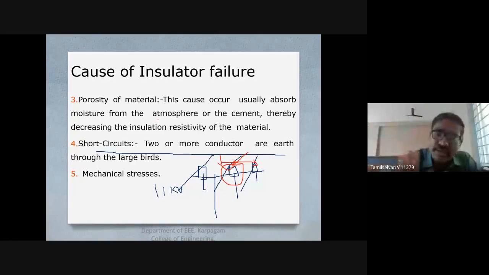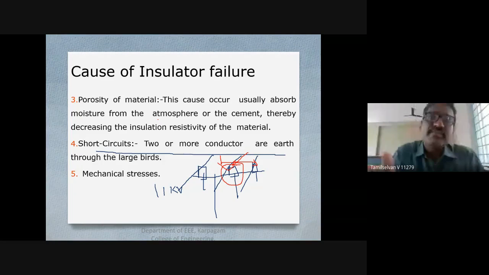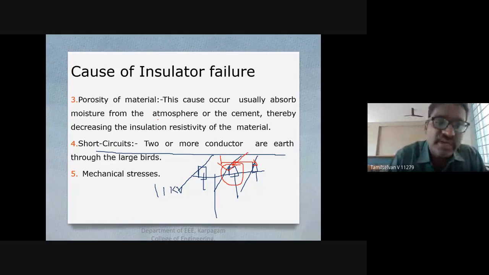The two conductors touch and there will be short circuits. Due to those short circuits, there will be puncture or flashover, and maybe failure of the insulation may happen. So that is why I have told you about short circuits.